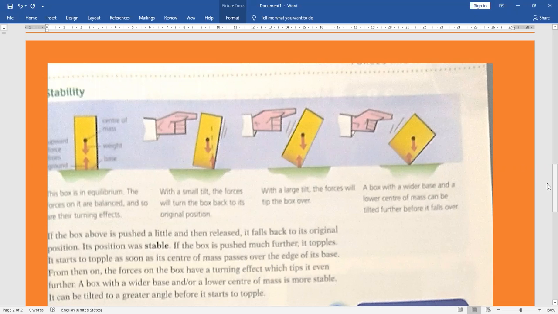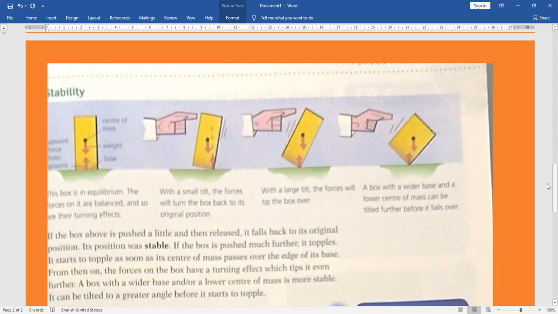If the box is pushed further, it starts to topple as soon as its center of mass passes over its base. From then on the force on the box has a turning effect, which tips it even further. A box with a wider base or lower center of mass is more stable; it can tilt to a greater angle before it starts toppling.